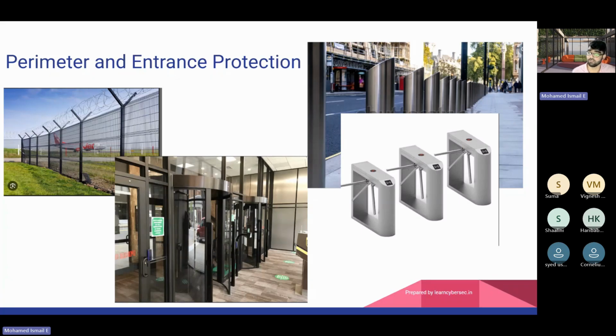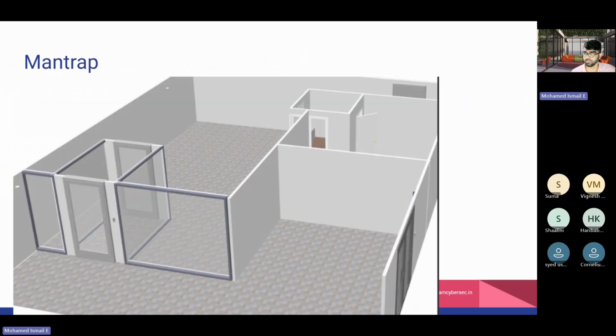Let's say you don't have a fence, what will happen? Anyone can come to your office premises, right? So that's how entrance protections are important. Next is the man trap. I have seen this type of man trap in most of the IT services critical projects. Let's say big IT services companies like TCS or HCL. If you have ever visited, they group each project into a separate building, separate floor, right?